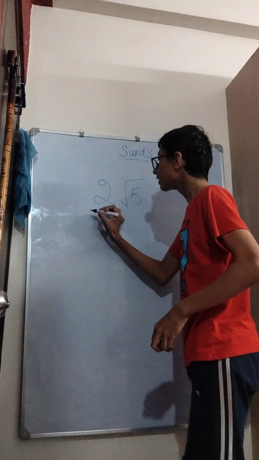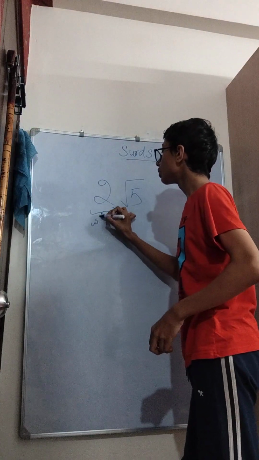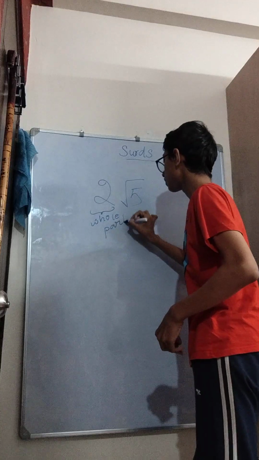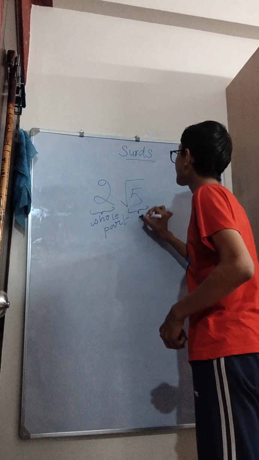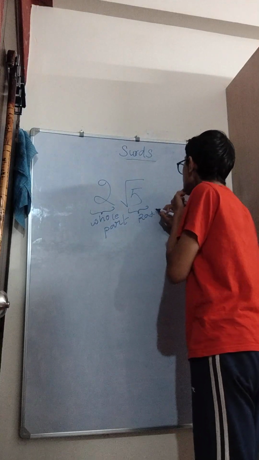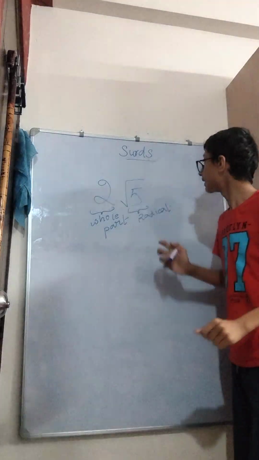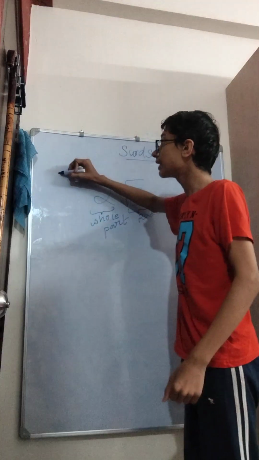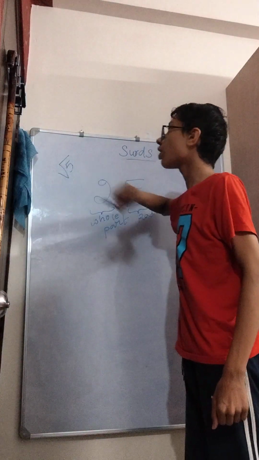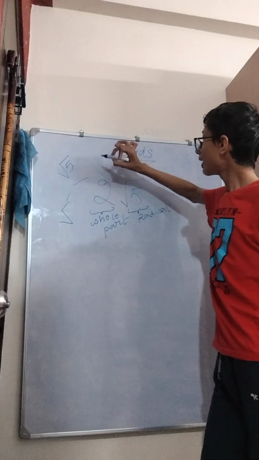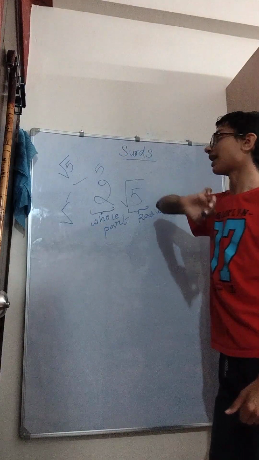So 2 here is considered as the whole part, and this is called a radical. In a radical there are two components. One is this symbol, as well as the number inside it.